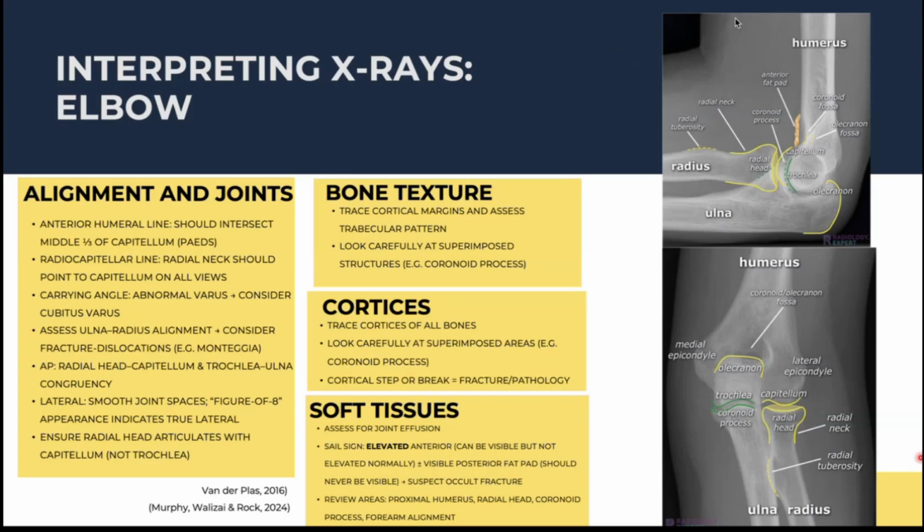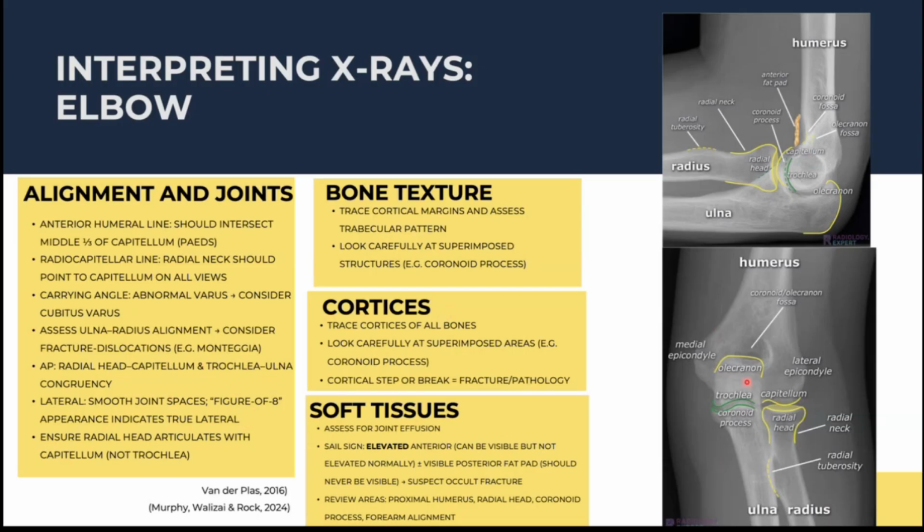You also want to assess the ulna and radius alignment and consider some sort of fracture dislocations there as well, such as a Monteggia fracture, which is a fracture of the proximal third of the ulna with also a radial head dislocation as well. You want to just check on the AP that the radial head, the capitellum, the trochlea and the ulna are congruent with each other.